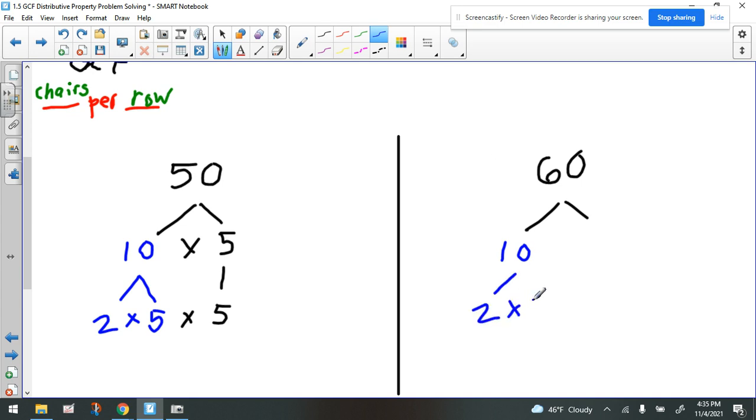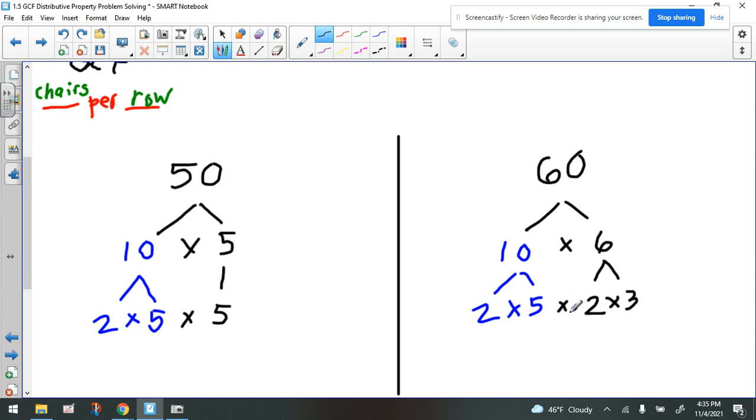And again, I'm hoping that in a minute you'll realize why I'm choosing a separate color for that side of the tree. But over here, what's the other factor here? This would be a 6. And if I keep branching on that, that's going to be 2 times 3 to get the 6. All right, so that prime factorization is done.